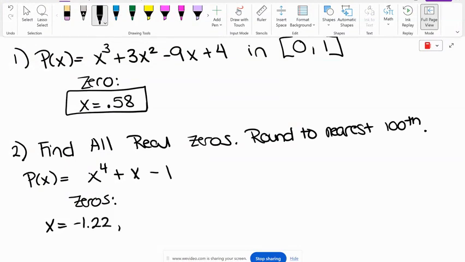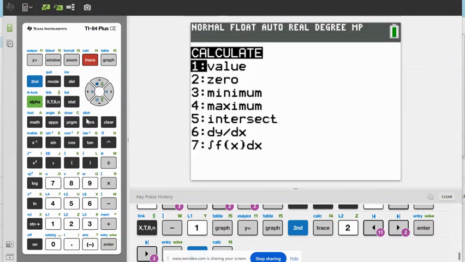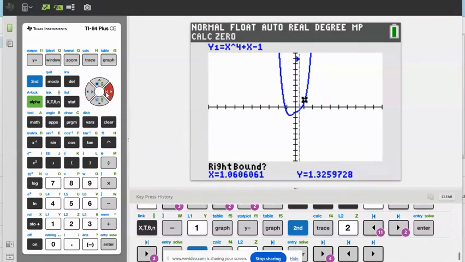Am I done? No, I said find all the zeros, or all real number zeros, I should say. Now we have to do the process all over again. So I'm going to go to second trace, option 2, and now I'm working my way to the second 0. So now my left bound is underneath of it, and my right bound is above it. And now we are at 0.72.